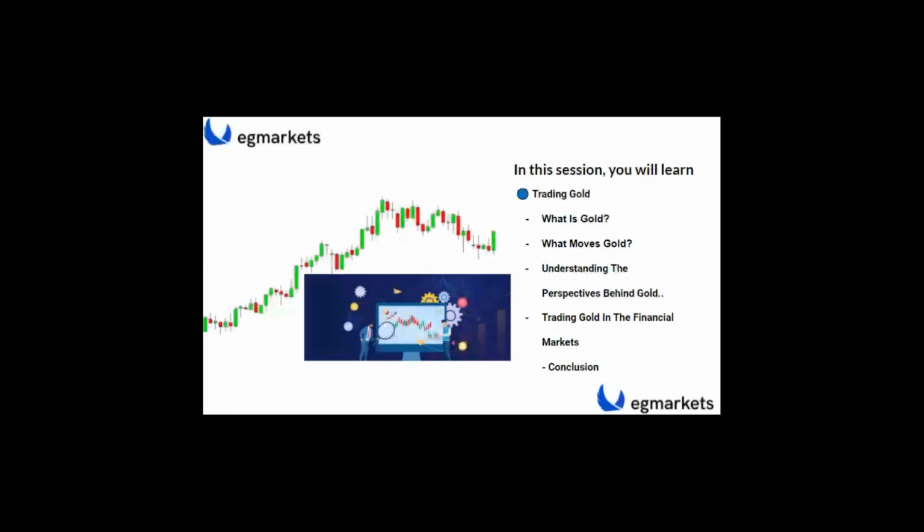Exactly, they are inversely proportional. They work oppositely, and I'll show you proof from a chart. I'll show you DXY and gold on the chart in real time, and you'll see how they move differently. Now that's the perspective behind gold.